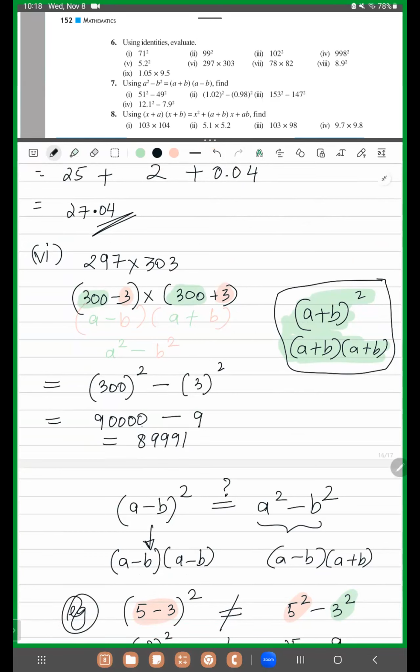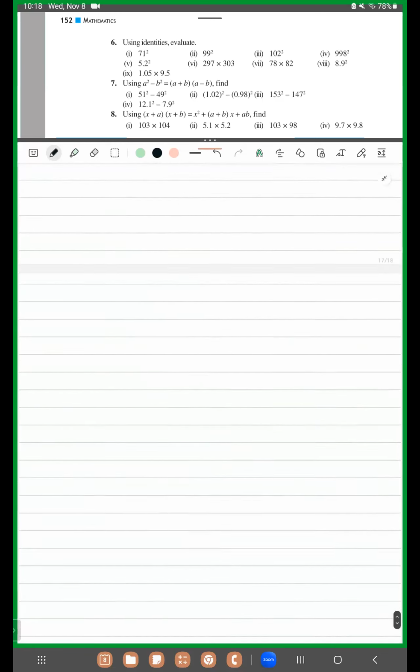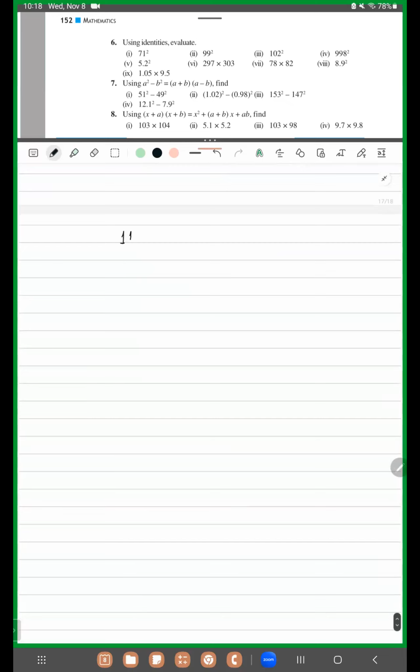Oh, no, wait, let me explain it to you once again. Let's say you have 9 into 11. You know very well that it is equal to 99, but I am just showing you how to do that process. So 9 into 11 can be written as 10 minus 1 multiplied by 10 plus 1.